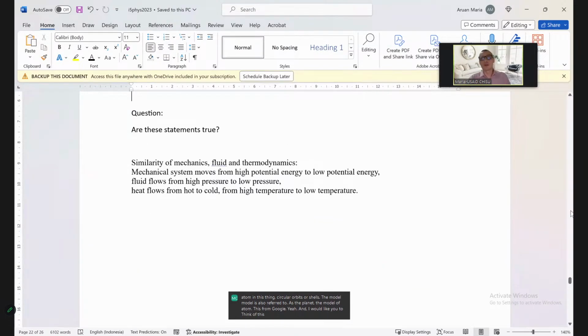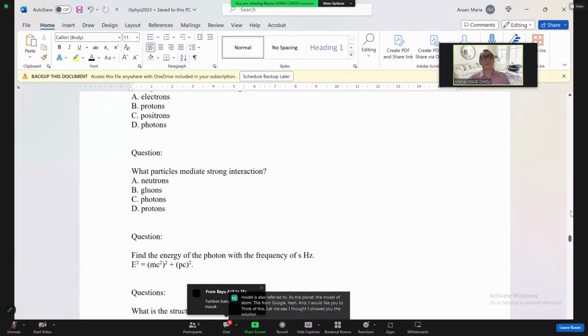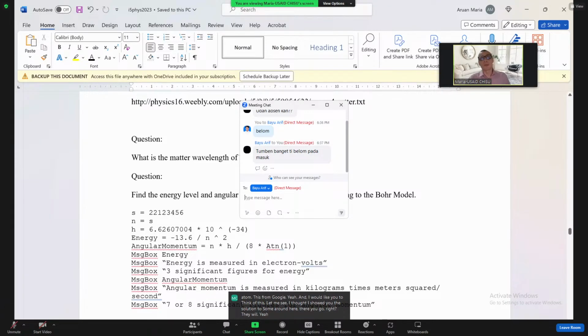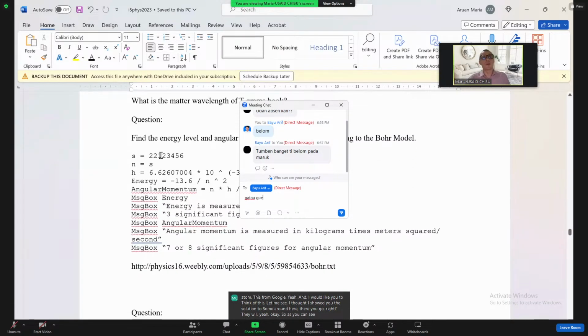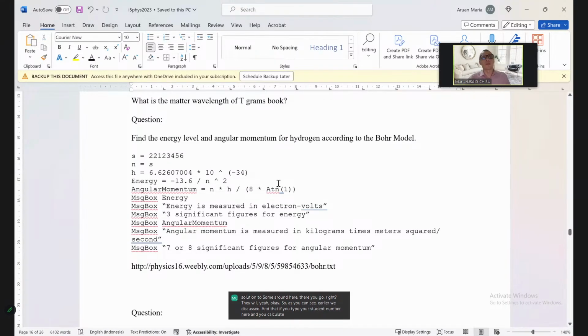I would like you to think of this. Let me see. I thought I showed you the solution to Bohr's model somewhere around here. There you go, right? As you can see, earlier we discussed that if you type your student number here and you calculate, then according to Bohr's model, you will calculate the energy level of the hydrogen atom electron in electron volts in this case. And then you can also calculate the angular momentum through the principal quantum number n. This is using Bohr's model.